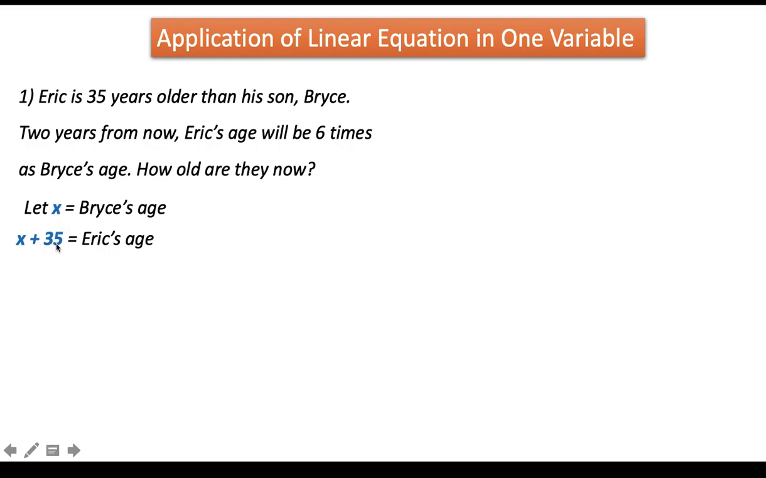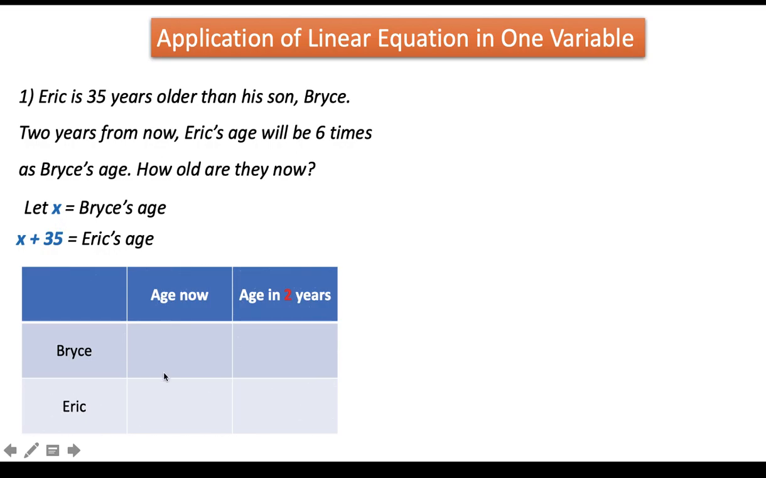So after representing their ages, we will use a table to organize our data. It is advisable in dealing with an age problem. It is good to use a table to organize our given data. So we know that Bryce's age now is represented by x since we do not know it yet. Eric's age is x plus 35 because he is 35 years older than his son.